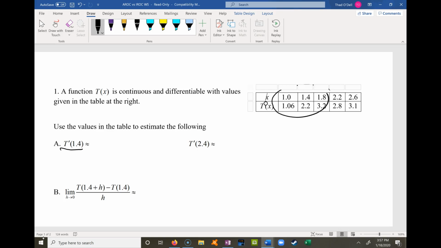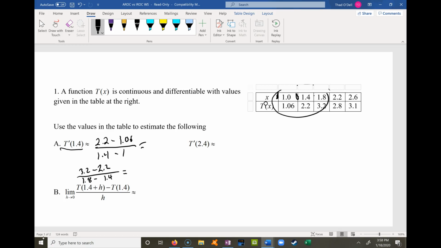We could use this interval right here from 1 to 1.4. So then that would look like this, 2.2 minus 1.06 over 1.4 minus 1. And of course, you could calculate that and get the slope. Or you could use from 1.4 to 1.8. So that would be 3.2 minus 2.2 all over 1.8 minus 1.4. That would also give you an estimation for that slope.